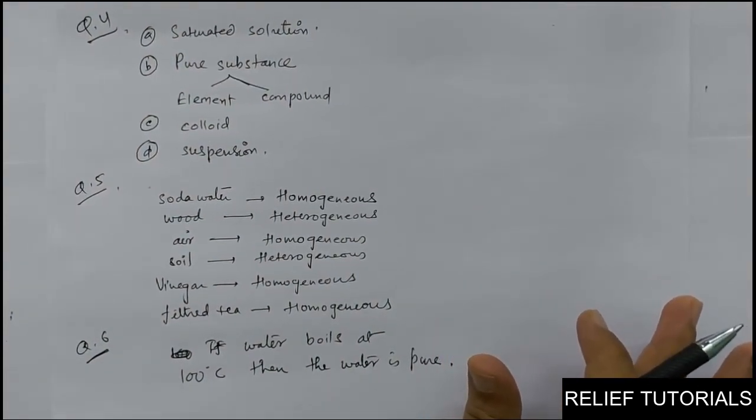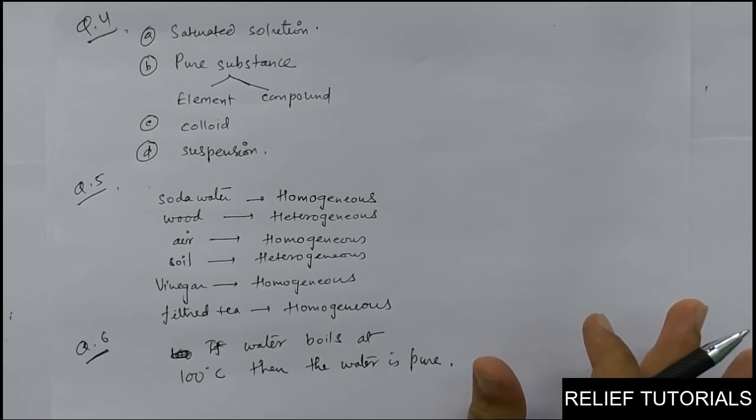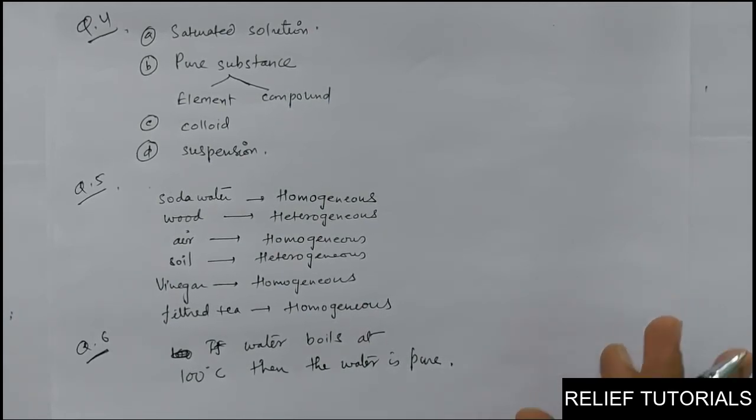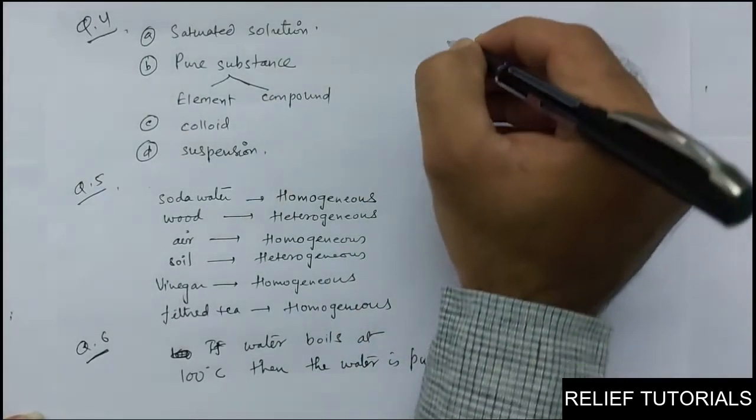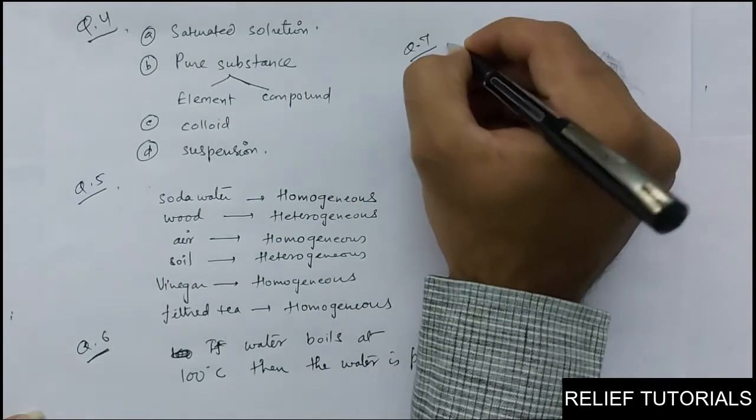Because pure substances always maintain their properties. So pure water having the boiling point 100 degrees Celsius means at 100 degrees Celsius water converts from liquid state to gaseous state. So if it happens, it is the pure water.